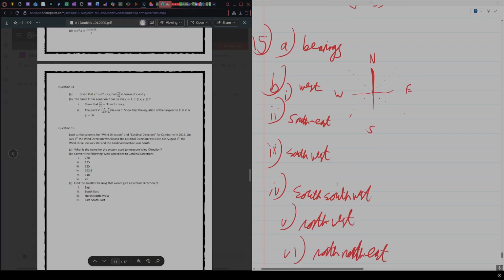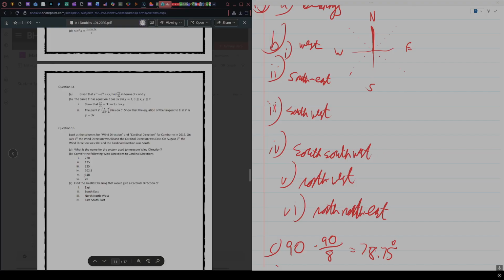This would be south-southwest because half of 45 is 22.5. So we're adding half of a change onto this. So we're in between here. We're here. So it's southwest but more south. So just south-southwest.